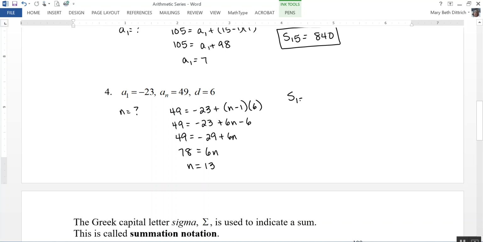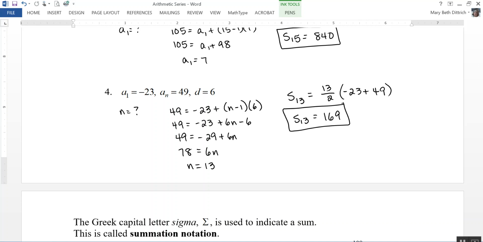So the sum of the first 13 terms of this sequence is 13 over 2 times my first term plus my last term, or the sum of this is 169. So those 4 examples were all a little bit different. They all were missing a certain piece of information. I showed you how to find that piece of information so you can use the formula.